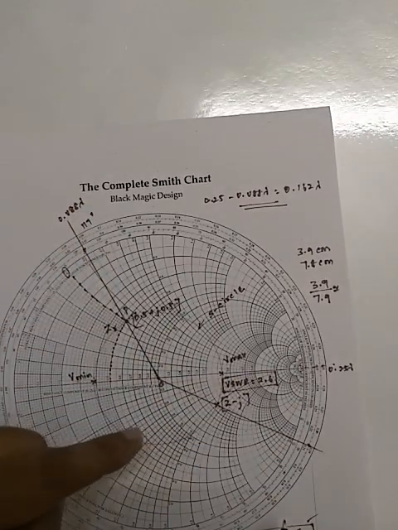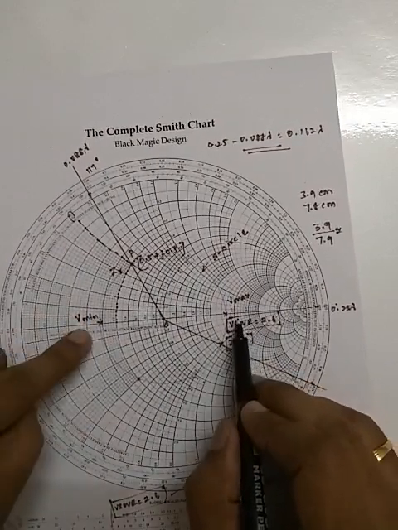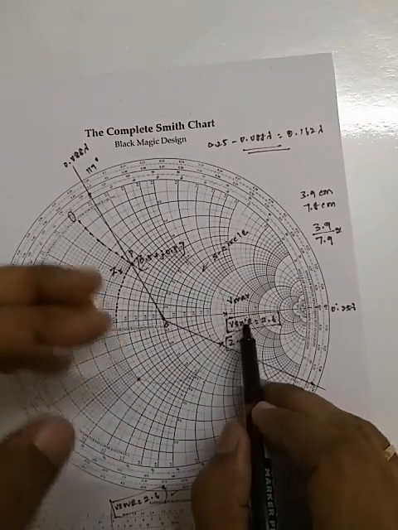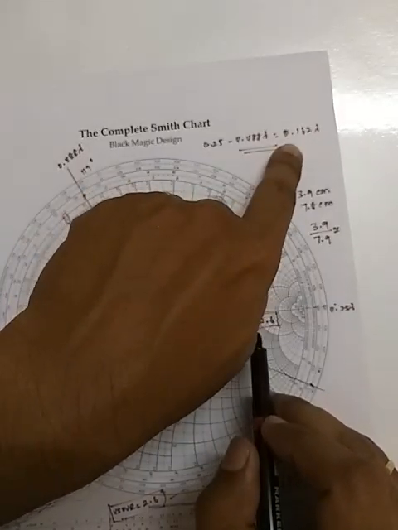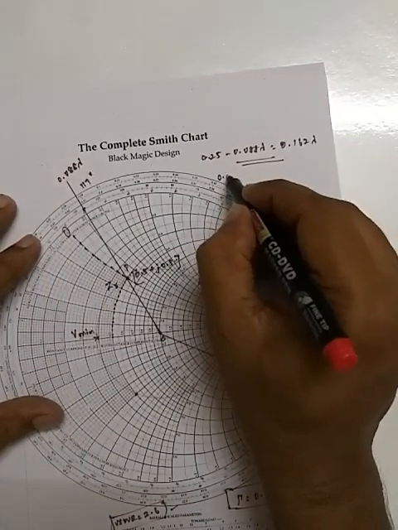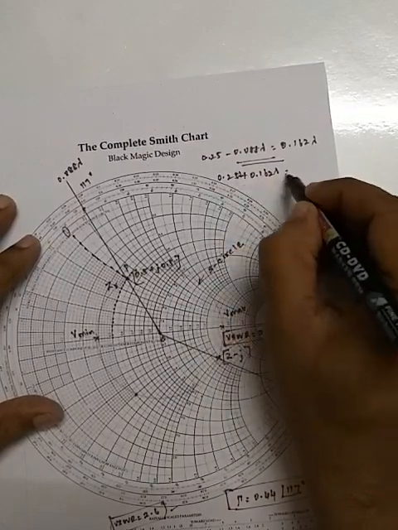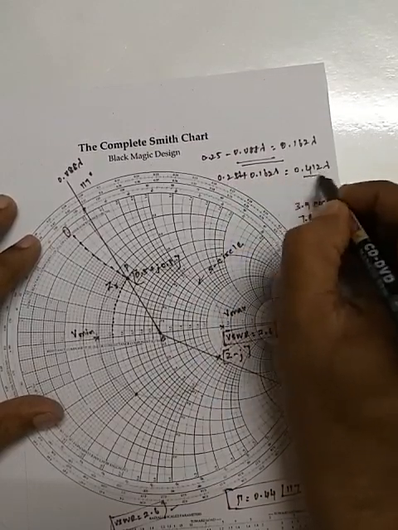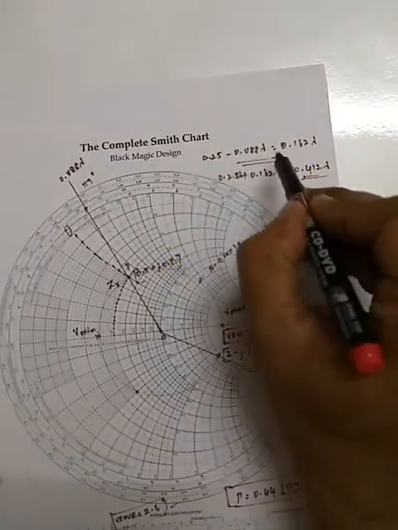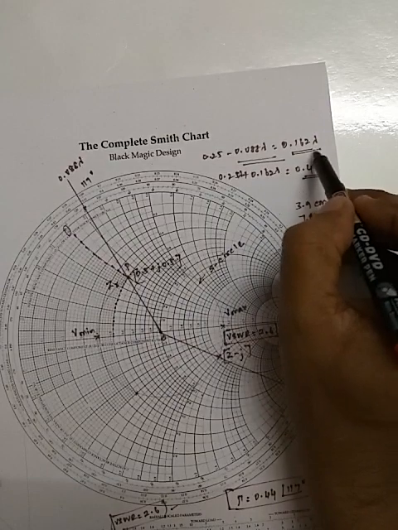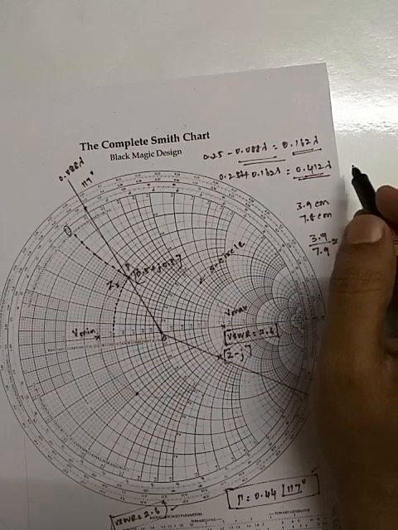And what about V minimum? V minimum is at the opposite end. From V maximum, V minimum is at a distance of 0.25 lambda. So the calculation is a bit easy. Add 0.25 lambda to 0.162 lambda. That is 0.25 plus 0.162 lambda, equal to 0.412 lambda. So this is the position of V maximum from the load and this is the position of V minimum from the load. That's all. Thank you.